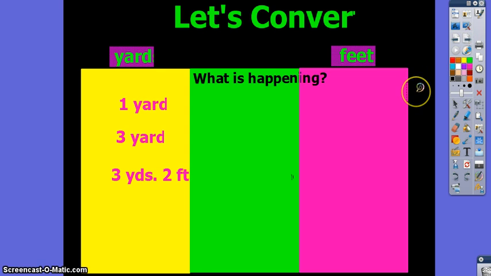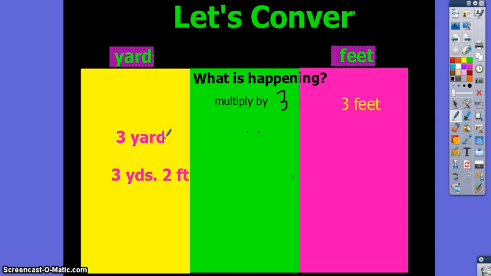Okay, so let's convert this. 1 yard to feet. We're moving from a large measurement to a small measurement. So let's see what we're doing. On your star chart, it says that 3 feet equals 1 yard. Okay, so if 1 yard equals 3 feet, what exactly did we do? We multiplied by 3. Should be a 3 there. I don't know why it's not.